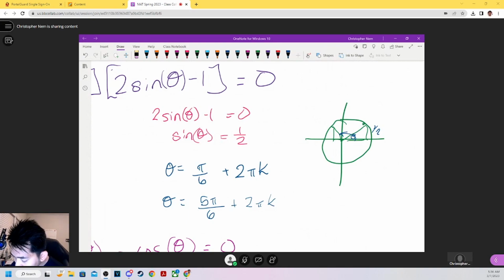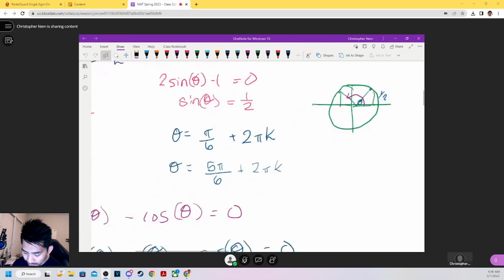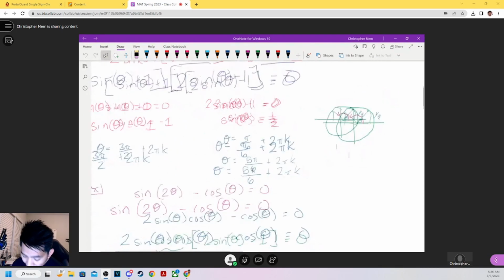And then over here, to calculate this angle measurement, what you need to do is realize that this is just using the reference angle minus pi or 180 degrees. So I'm just going to do 180 minus 30, or pi minus pi over 6, which I get 5 pi over 6. I need to account for that because every full rotation I will have both angle measurements equal to the output of sine 1/2. I'm wording that incorrectly, but that's the idea.